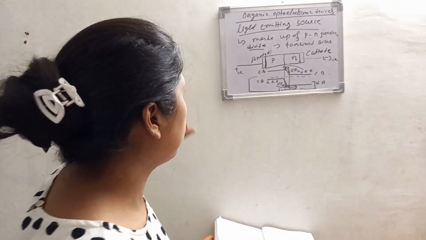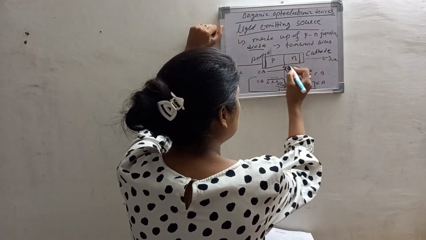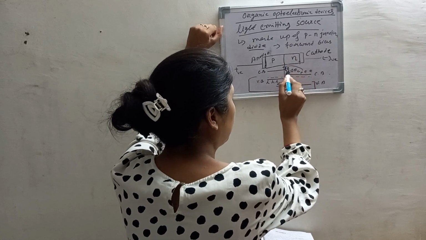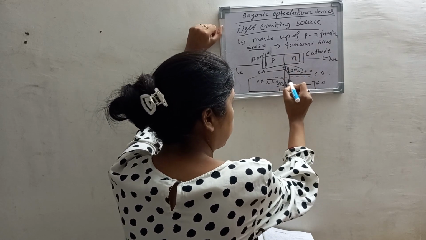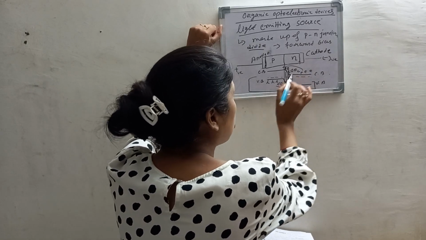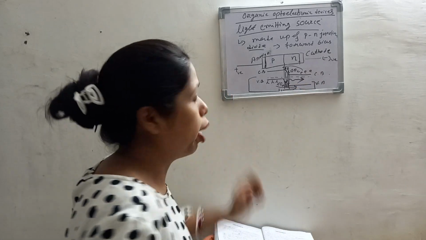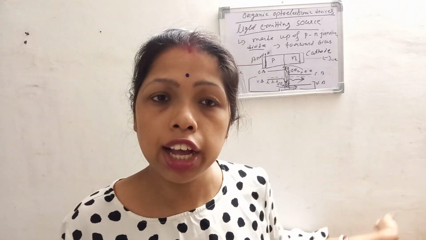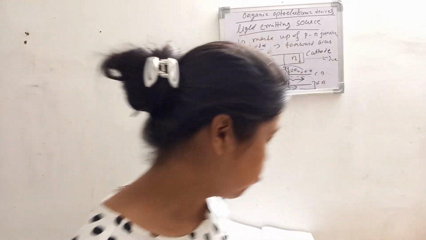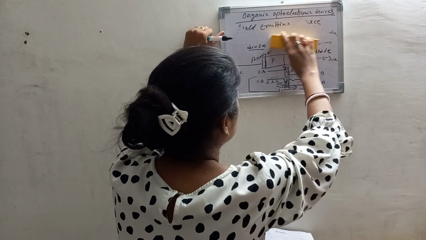Now at that moment, electrons fall down from the conduction band to the valence band and emit a photon. That means we are getting the optical energy from the device. So there is an emission of the photon.